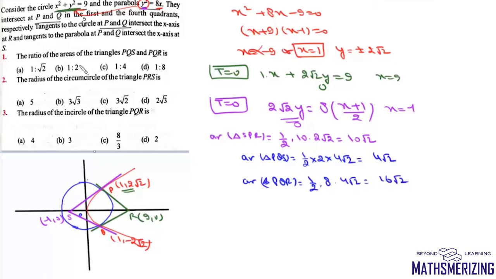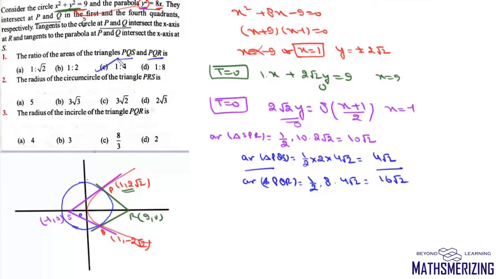Now what is the first question? First question is ratio of the areas of triangles PQS and PQR. So ratio of PQS upon PQR. This ratio is 1 by 4, and that's your option number C.